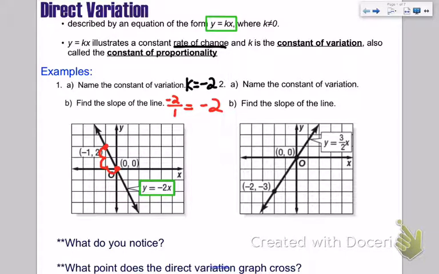Name the constant of variation. Again, y equals kx, so k must be equal to 3/2. And then if we take a look at the slope, choosing 2 points, we have 1 point here, 1 point here. My rise, 1, 2, 3, is positive 3, and I am running 1, 2. So those values, again, are the same. So the slope equals the constant of variation.